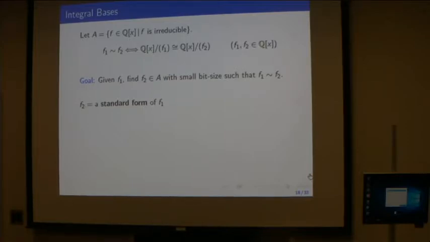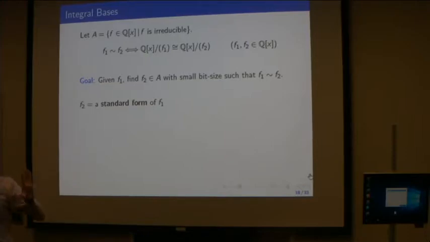They're isomorphic number fields. Function fields. No, are they fields or just? They are fields. Because it's an irreducible polynomial in one variable. Yeah, in one variable. So F2 is a standard form of F1.